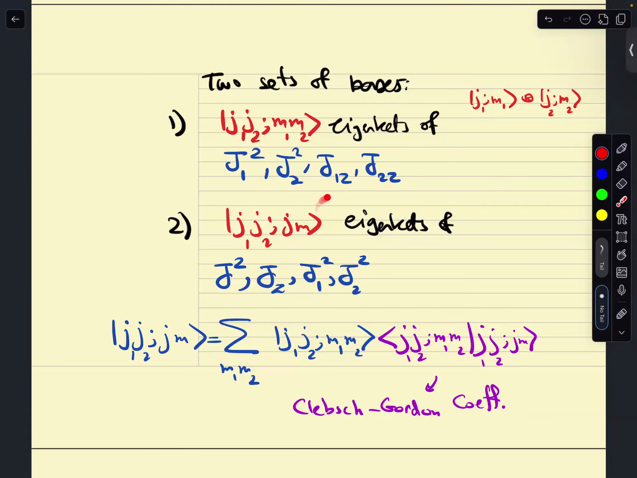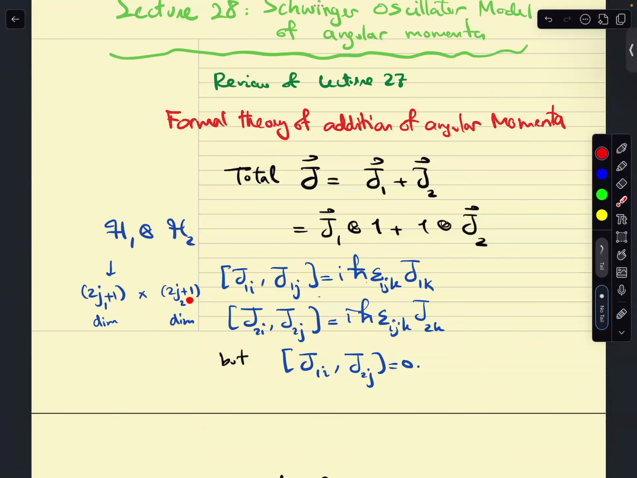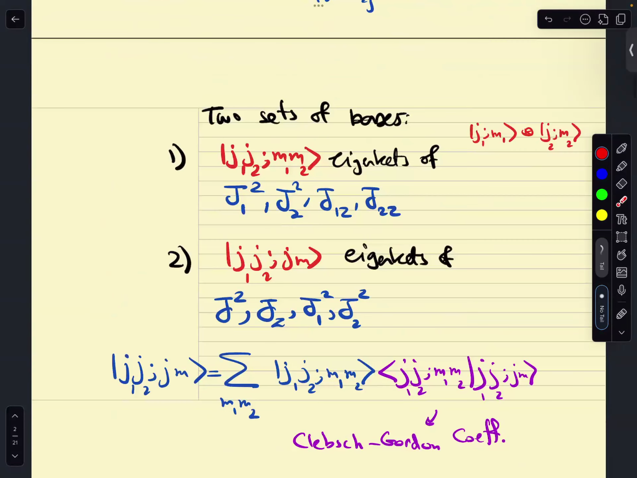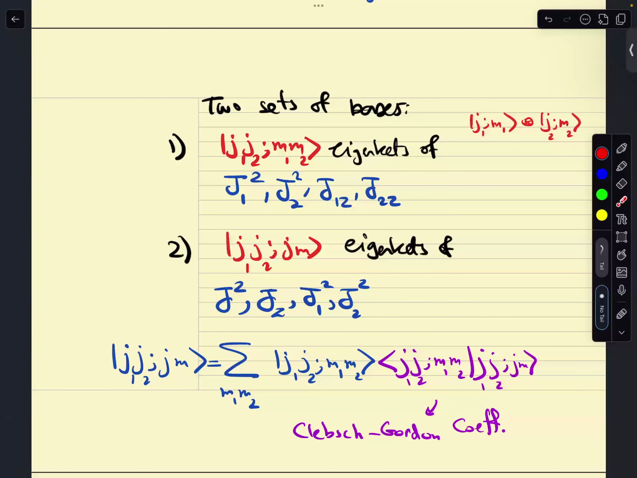The other basis that we could pick are the eigenkets of J1 squared and J2 squared, as before, but now the total angular momentum and the z component of the total angular momentum. So we wrote them this way. And then we mentioned that because in this notation J1 and J2 repeat, sometimes we suppress them. So these are two bases that describe the same Hilbert space. The Hilbert space is (2J1 plus 1) times (2J2 plus 1) dimensional. So there's a unitary that rotates these two bases into each other.